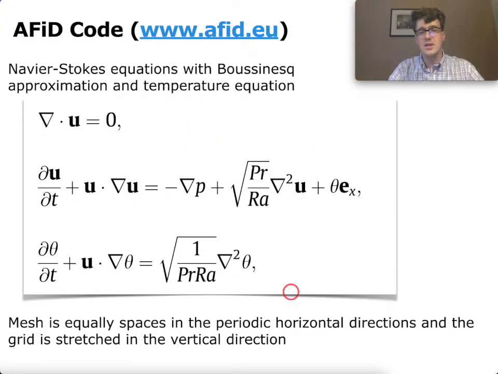We're solving this flow using the AFiD code, which is open source, available on the link here at the top of the slide. In this code we are solving the Navier-Stokes equations within the Boussinesq approximation with the additional temperature equation. We're solving this on a periodic mesh in the horizontal directions using an equidistant mesh in that direction. And the grid is stretched in the vertical direction to ensure that the boundary layers close to the plates are fully resolved.